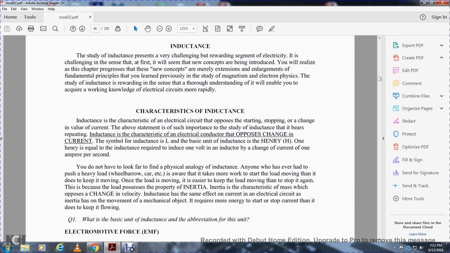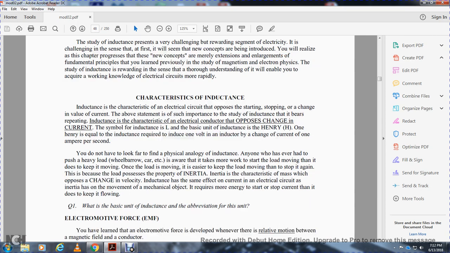Alright, so 1 Henry is equal to 1 volt induced when the current changes at 1 amp per second. You do not have to look far to find a physical analogy with inductance. Anyone who has ever had to push a heavy load, a wheelbarrow, a car, etc., is aware that it takes more work to start the load moving than it does to keep it moving. Once the load is moving, it's easier to keep it moving, and then to stop it again requires work. This is because the load possesses the property of inertia. Inertia is a characteristic of mass that opposes change in velocity. Inductance has the same effect on current in electrical circuits as inertia has on the movement of a mechanical object: it requires more energy to start and stop the current than it does to keep it flowing.